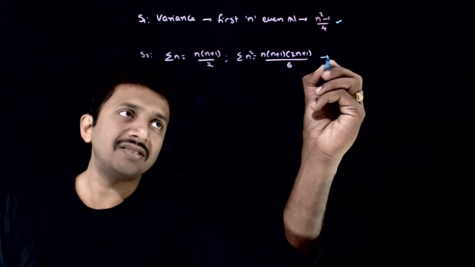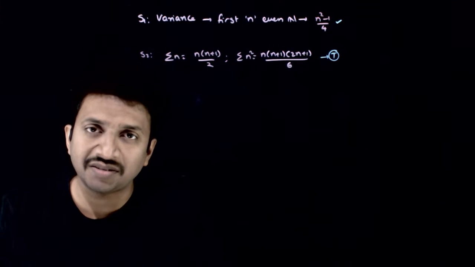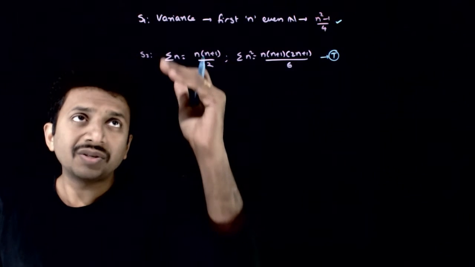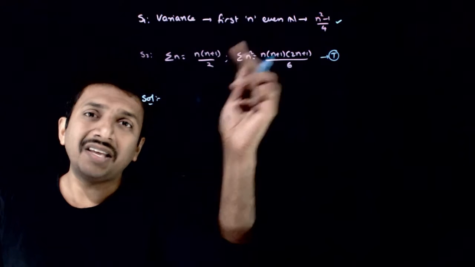So obviously the second statement is true because it's a theoretical statement. You have these formulas in sequence and series. So this statement is true. So let us check the first statement. So the variance of the first n even numbers.